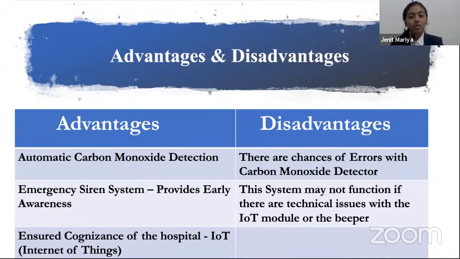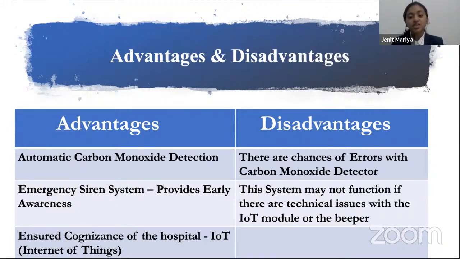Here I'll be telling you about the advantages and disadvantages. First, the advantages, as I've stated: automatic carbon monoxide detection, an emergency siren system which provides an early alert, and the ensured cognizance of the nearest hospital, which also ensures your safety. And we are doing this with the help of IoT. Every coin has two sides, right? Here I'll tell you about the disadvantages.